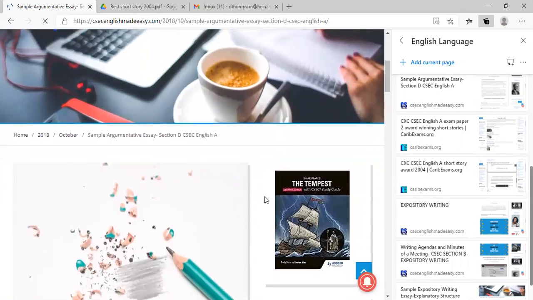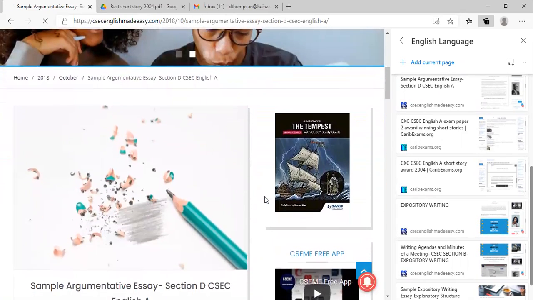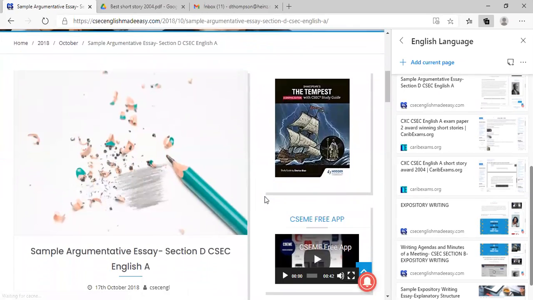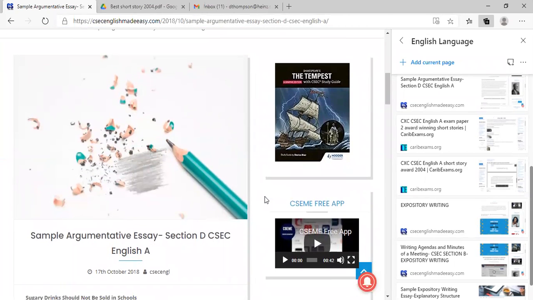So, sample argumentative essay. What I'm going to do is give you a sentence and you're going to quickly create just your main points for me. It shouldn't take you more than 5 minutes. The sentence is: Sugary drinks should not be sold in schools. Repeat after me: Sugary drinks should not be sold in schools.